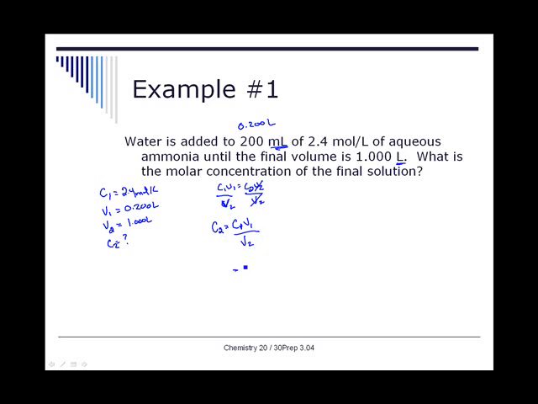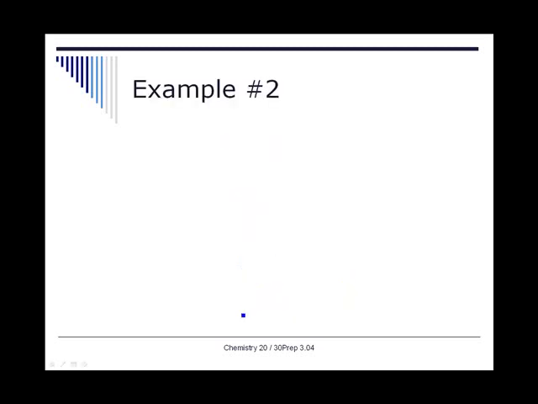We plug in our numbers: 2.4 moles per liter times the volume, 0.200 liters, divided by 1 liter. We end up with 0.48. Notice our liters cancel, and we get moles per liter. Since we're diluting our solution, it should make sense that our new concentration is lower than our initial concentration. Since we're adding more water, the concentration should go down. Our solution should become more dilute. I'll circle that out of habit, and we'll try another one.